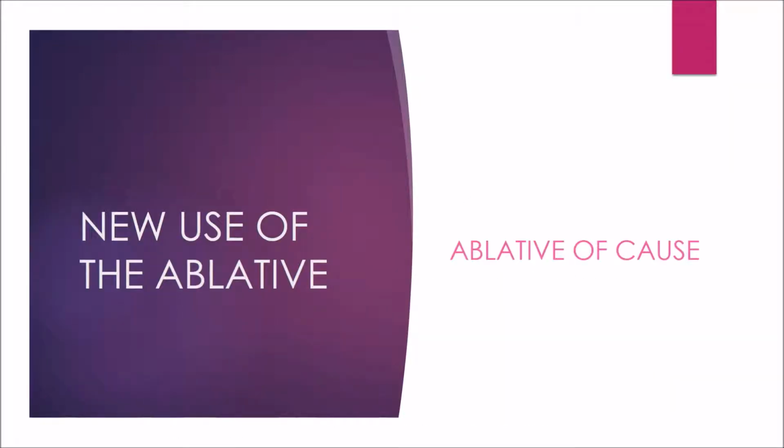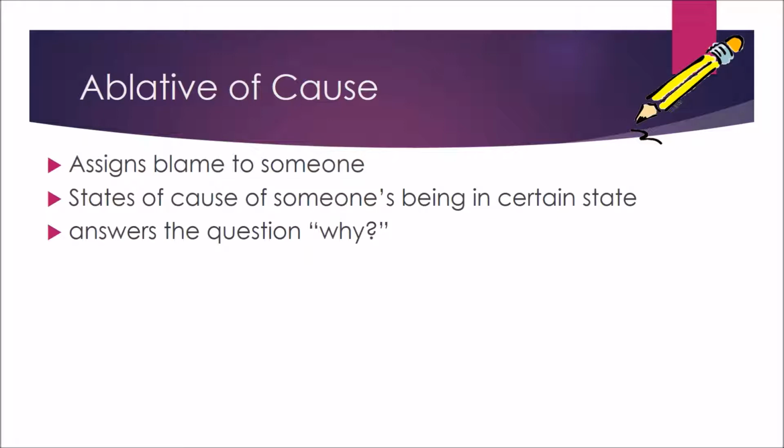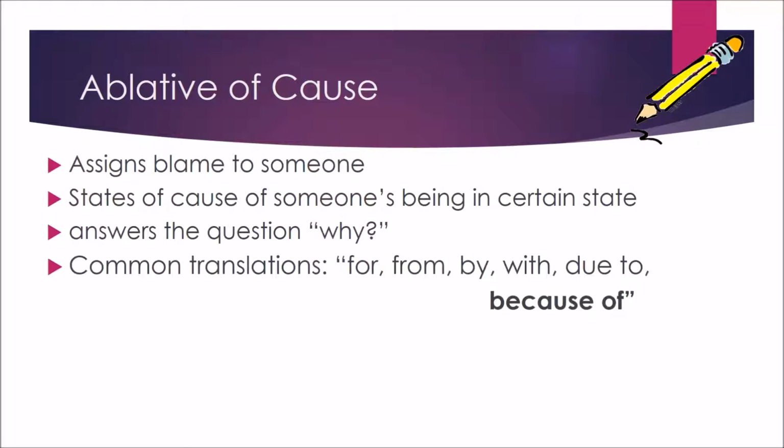Finally, we have another use of the ablative without a preposition. This is the ablative of cause, and like its name suggests, it's going to assign blame or fault to someone. It's going to talk about the cause of somebody else being in a certain state. Instead of the other ablative uses such as time, means, or manner, it's going to answer the question why. Why is somebody in a certain state? What is the cause of that? Common translations for this: for, from, by, with, due to, and of course, based on the name itself, the end-all be-all, because of, is probably the best translation option.